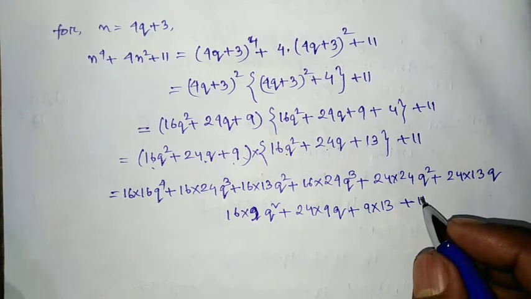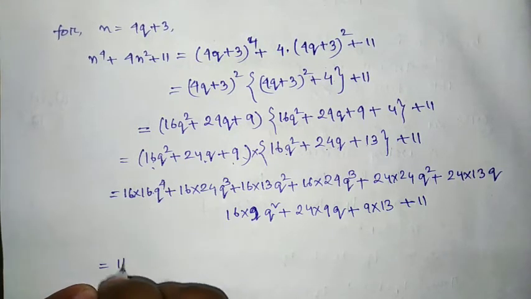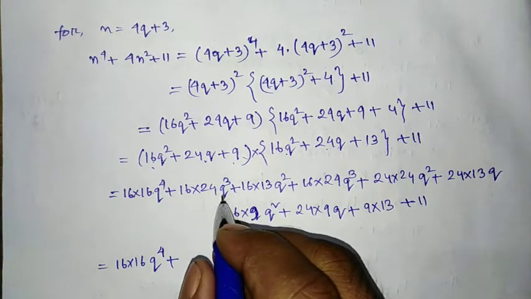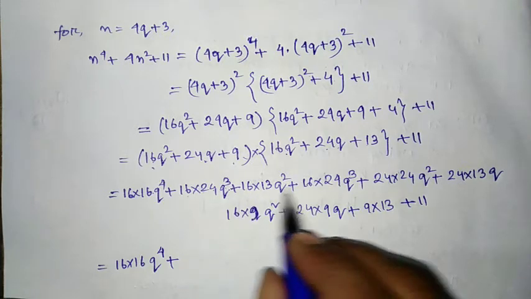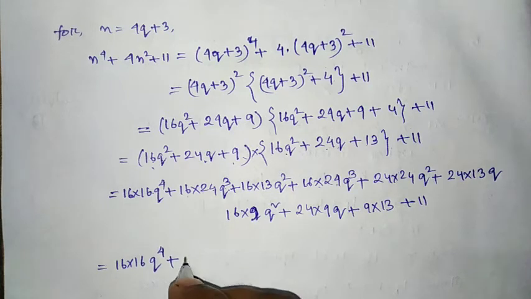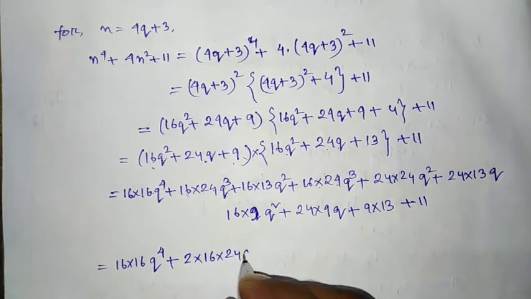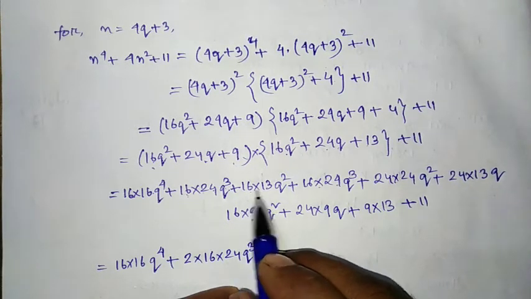Again 9 into 16, 16 into 9 q square, plus 9 into 24 or 24 into 9 q, then plus 9 into 13, and then plus 11. So we have to again add similar terms.